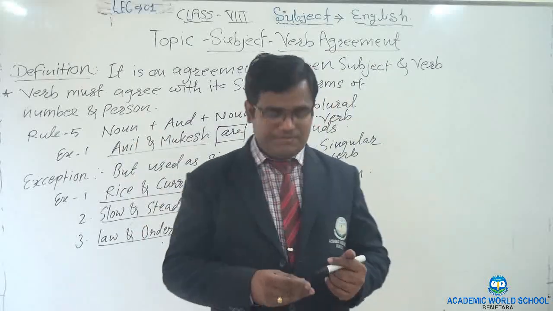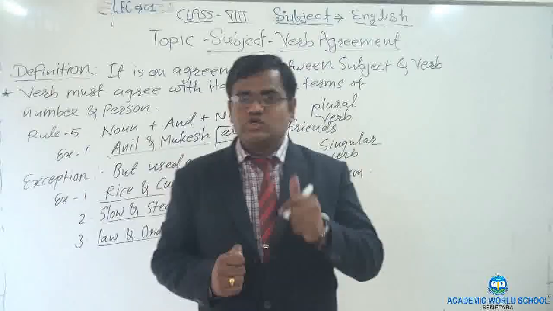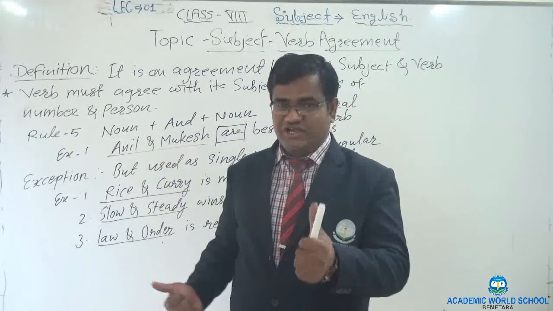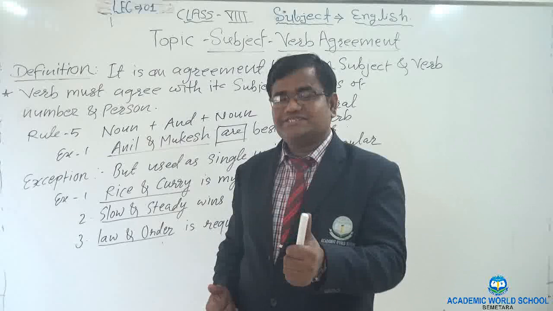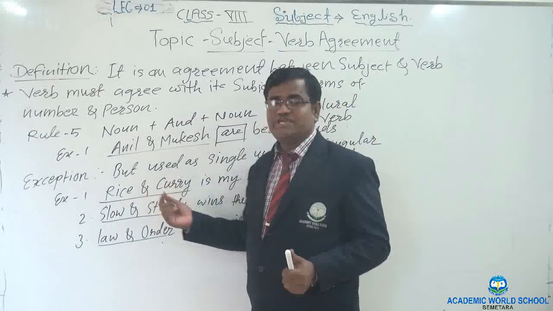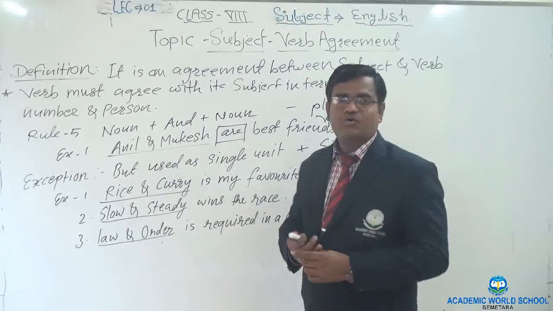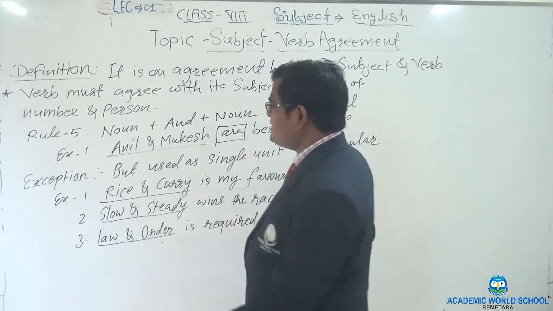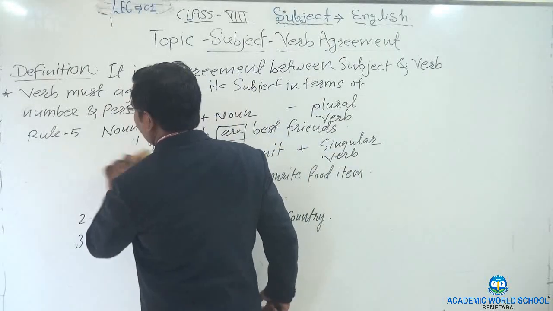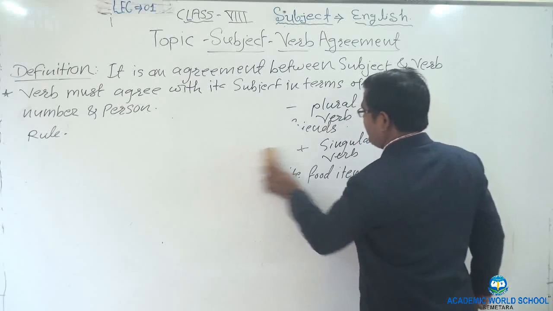So the fifth rule of subject and verb agreement says that when two subjects are joined with "and", it is treated as a plural subject, but if they are used as a single unit, then we will use a singular verb. Now let's see the sixth rule of subject verb agreement.